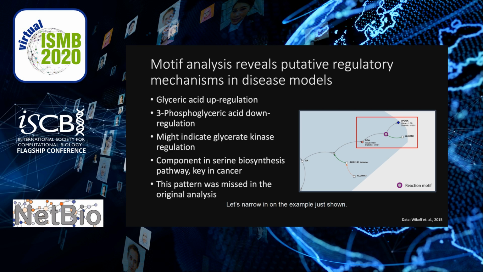Let's narrow in on the example just shown. While the authors of the original study were able to identify broad upregulation of nucleotide metabolism and other features, they were unable to identify this particular pattern. This reaction, where glyceric acid is normally converted to 3-phosphoglyceric acid, has close connections to serine metabolism, a pathway frequently dysregulated in cancer. This pattern may therefore indicate some regulatory mechanism here that feeds into dysregulated serine metabolism and may contribute to tumorigenesis. Moreover, this event is easily discernible using Metaboverse.